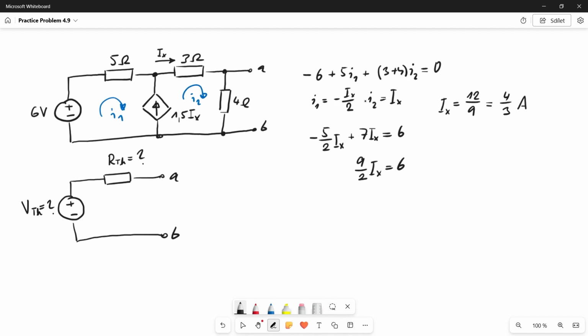Now we determine the Thevenin voltage as the voltage drop on this 4 ohm resistor. So we get that the Thevenin voltage is equal to 4 times current x, which is 16 divided by 3, which means that the Thevenin voltage is 5.333 volts.